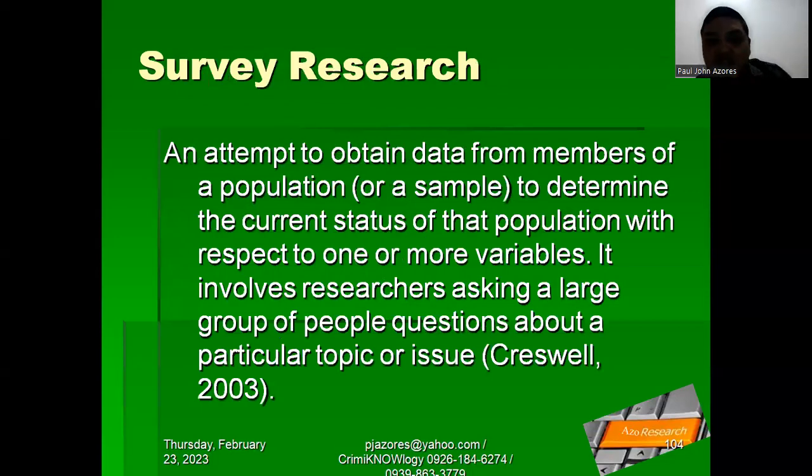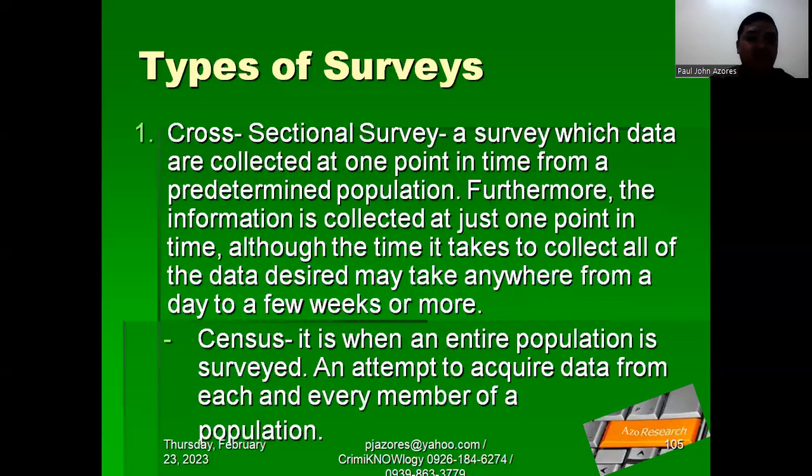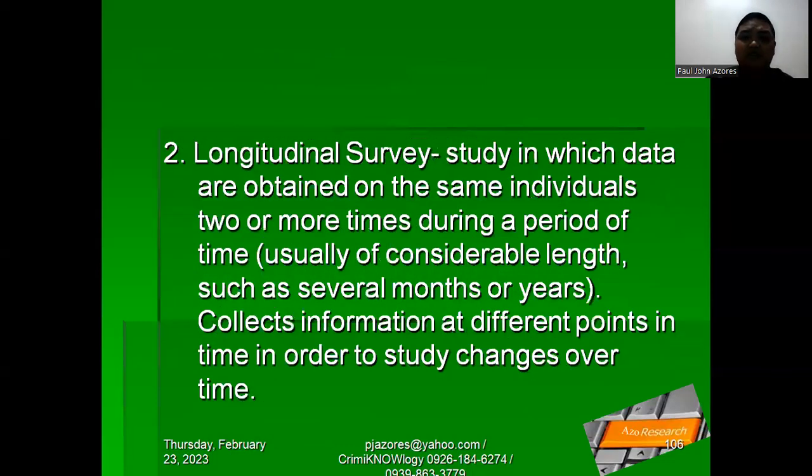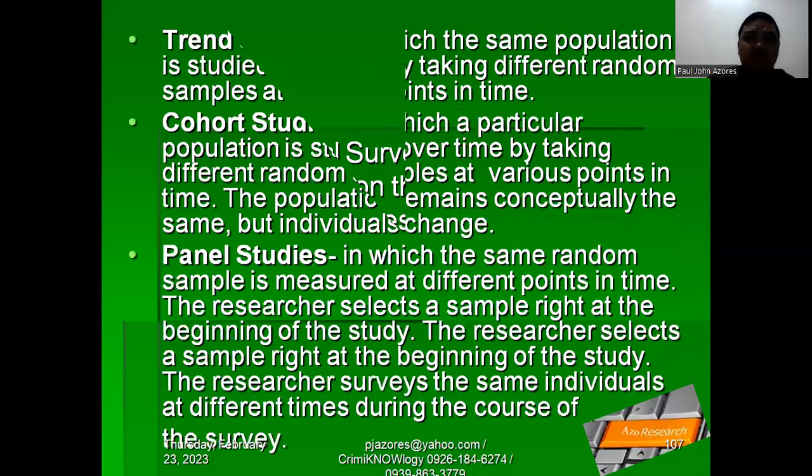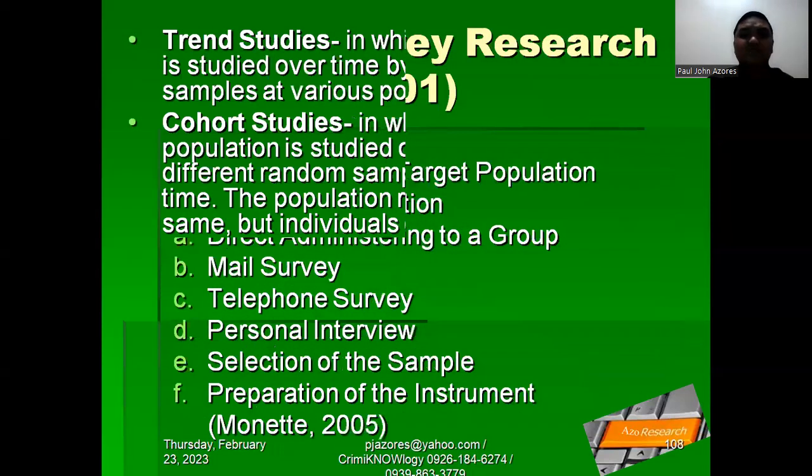Survey research. An attempt to obtain data from members of a population, or a sample out of the population, to determine the current status of the population with respect to one or more variables. It involves researchers asking a large group of people questions about a particular topic or issue. So that's the survey research. Types of survey, we discussed already: cross-sectional survey, longitudinal survey, trends, cohorts, panel studies.